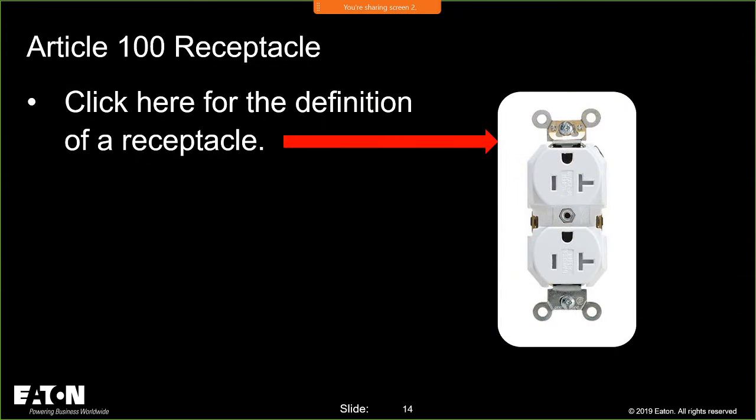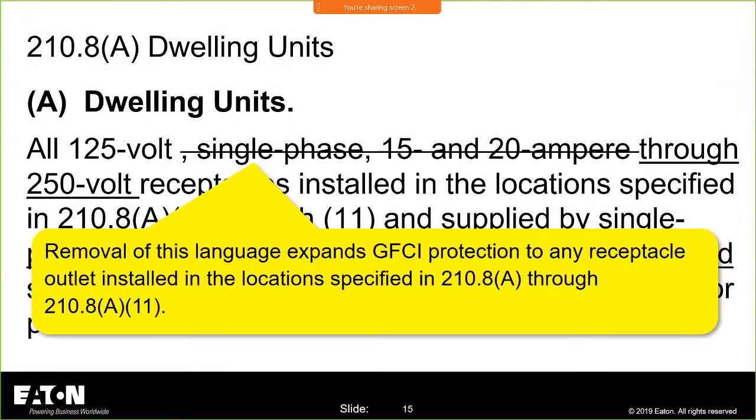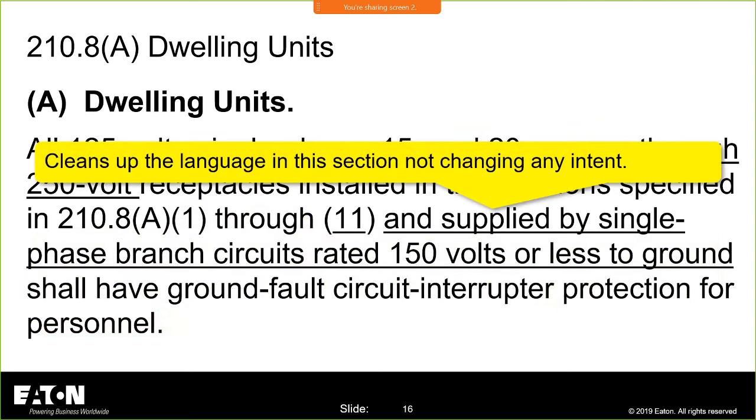I'm not going to go through what the definition of a receptacle is. Maybe if we have time at the end, I'll do that, but I don't think I'll have time. So we removed that language, expanded GFCI protection to any receptacle outlet. I already said that. And that cleans up some language, because we always have to worry about the details.